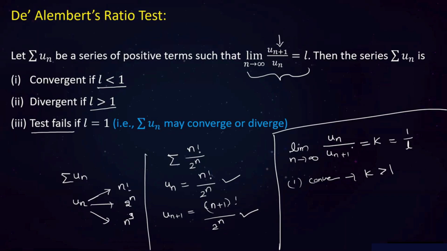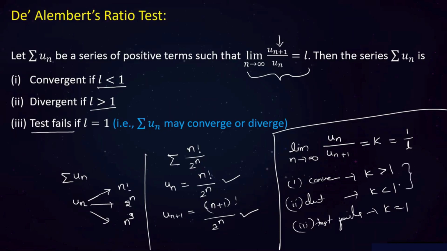That's how, when you take it as u(n) by u(n+1), in that case, we'll say the series is convergent when k is greater than 1, or we say it is divergent when k is less than 1. Of course, the same way, we'll say the test fails when k is equal to 1. In either way, it is correct, right? When you take it this way or in this way. But according to that, we need to change these statements, right?